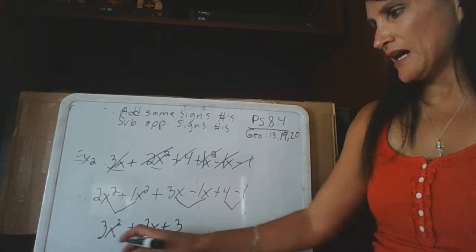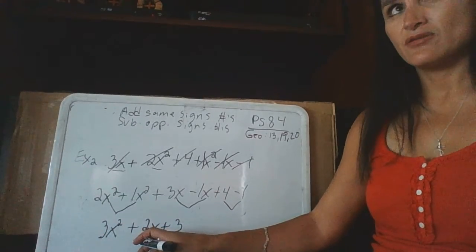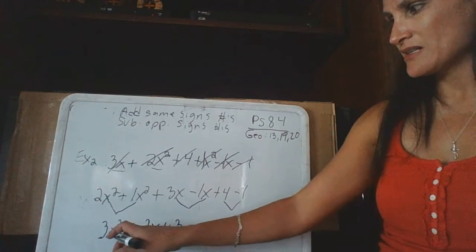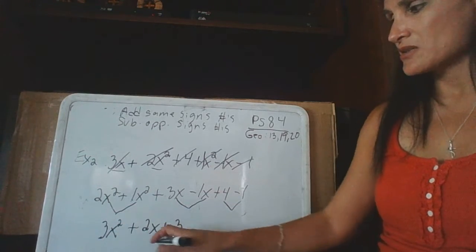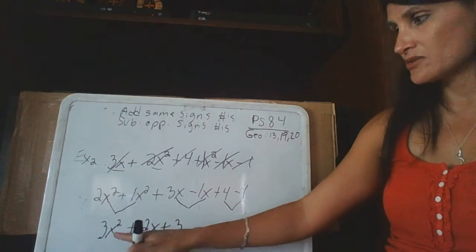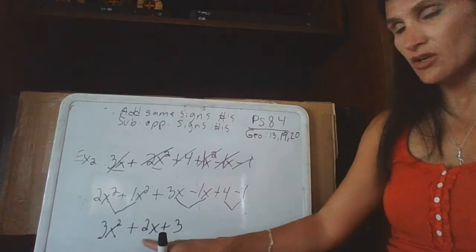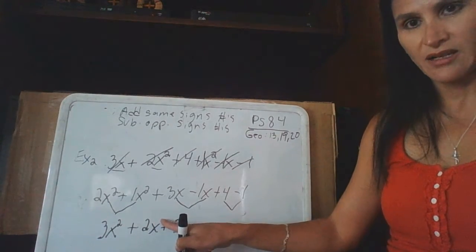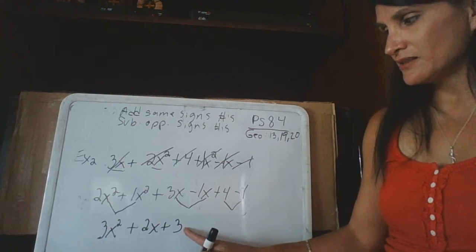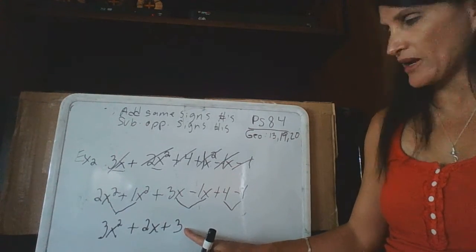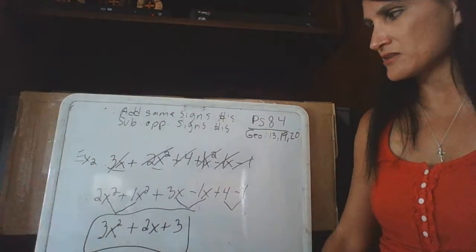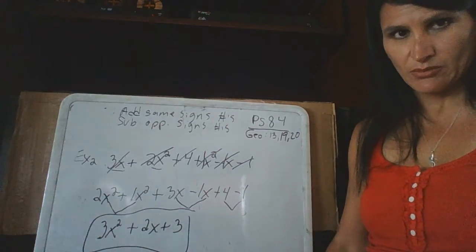Okay, now I have 3x squared plus 2x, and I have my constant. These are different terms, so I cannot add the 3 and the 2. Don't add those. You can't, because that has an exponent of 2. That does not have an exponent. And then this 3 doesn't have a letter, so I can't add this. So I am done simplifying. That is the answer to this polynomial, okay?